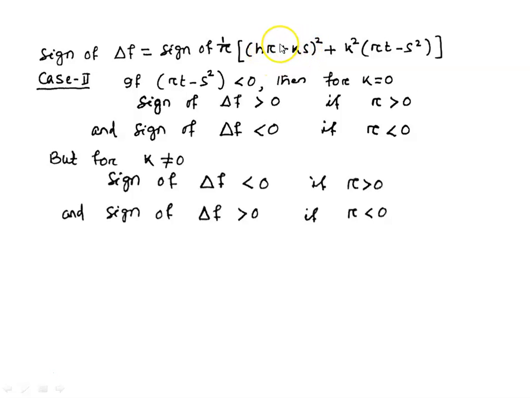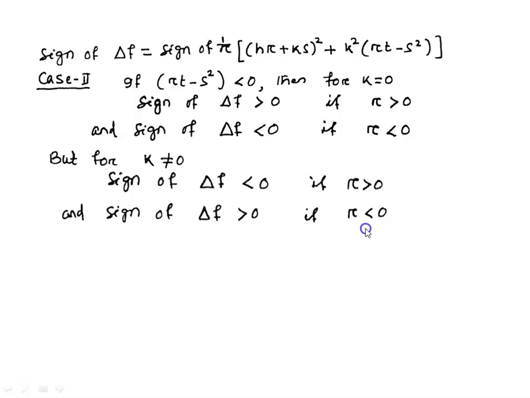So what do we have with us here? Sign of 1 upon r into this, which is 0. So only k square into rt minus s square remains, and this term is negative. So sign of delta f will depend upon the value of r. If r is positive, it is negative, because this second term, k square into rt minus s square, is negative. So the sign of delta f is negative for r positive, and the sign of delta f is positive for r negative.